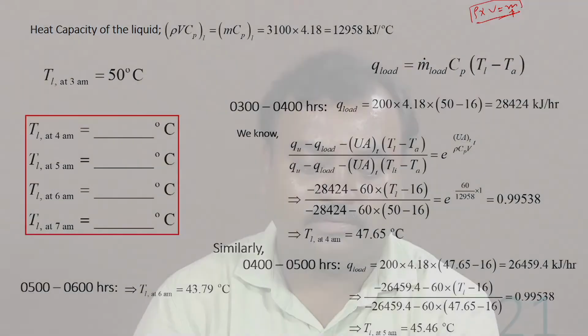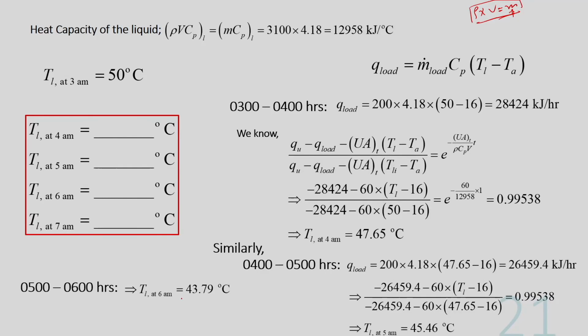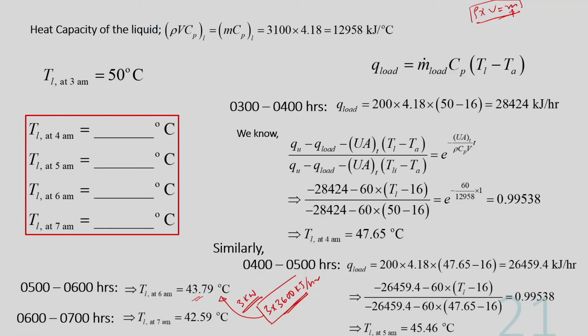Okay. So that way we need to find out what will be the value of TL exactly at 6 AM while considering the 3 kilowatt heater when it is turned on. Okay. 3 into 3600. This will be kilojoule per hour. So that you need to add in the Q part, and then we do the calculation, and once we do the calculation, we get a value of TL at 6 AM of 43.79. Okay. Then at 7 AM similarly you can do the calculations, and the value is found to be 42.59 degree Celsius.